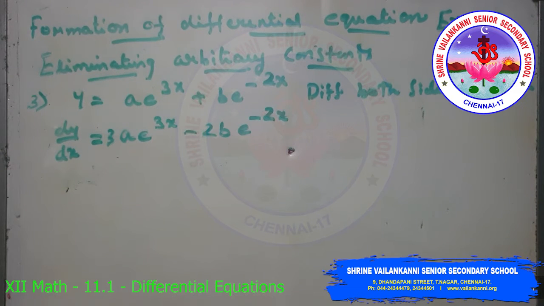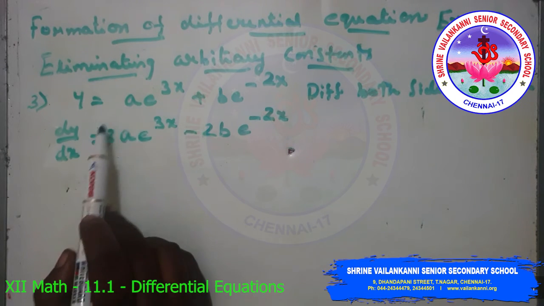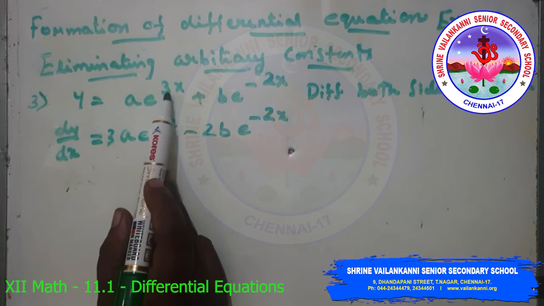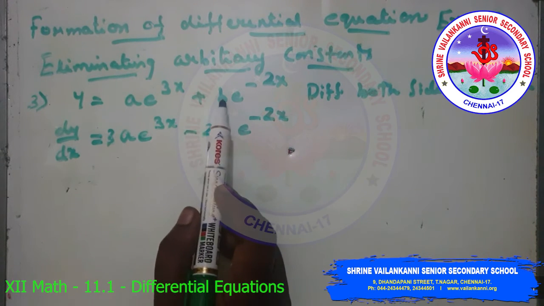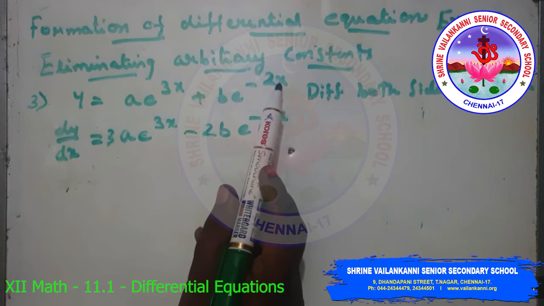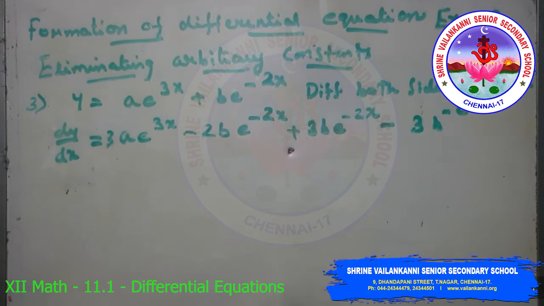Third one, y equal to a into e power 3x plus b e power minus 2x. So we have to eliminate the arbitrary constants a and b. Differentiating both sides with respect to x, we get dy by dx, which is equal to a into d by dx of e power 3x, which is 3 into e power 3x, plus b into d by dx of e power minus 2x, which is minus 2 e power minus 2x.